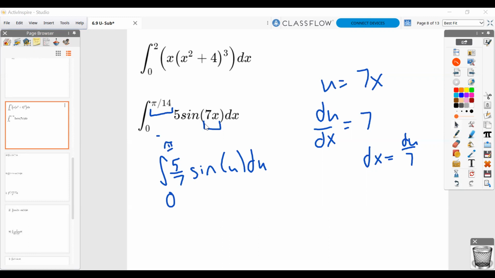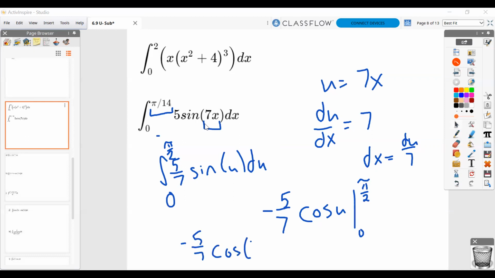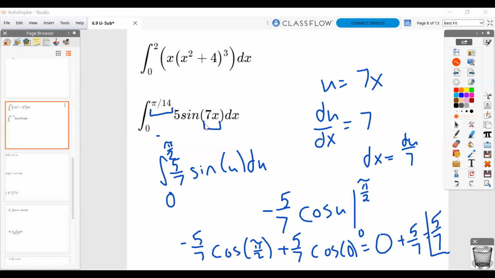So now all we have to do is integrate. We say, hey, what's the antiderivative of sine of u? That's negative cosine of u. And then, of course, that 5/7 still there. 0 is the lower bound, pi over 2 is the upper bound. And so now we just have to plug these in. This becomes negative 5/7 times cosine of pi over 2 minus a negative, so plus 5/7 times the cosine of 0. Well, cosine of pi over 2 is just 0. And then cosine of 0 is 1. And so this becomes 0 plus 5/7, or our final answer of 5/7.